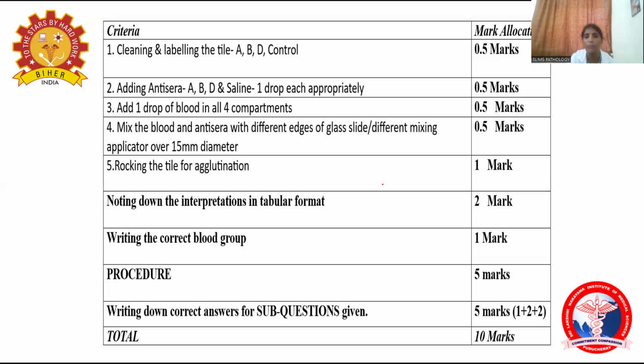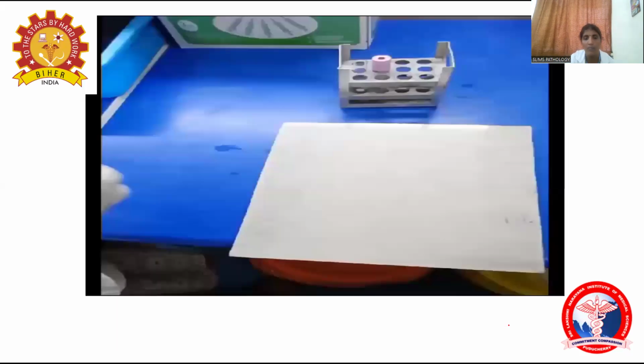Noting down the interpretation in the tabular format is another 2 marks. That is the box where you write the interpretation. Writing the correct blood group is 1 mark, and the procedure as a whole will be around 5 marks. Now there are sub questions given, which I have already put as 2 plus 2 plus 1. So that is a total of 10 marks to be given.